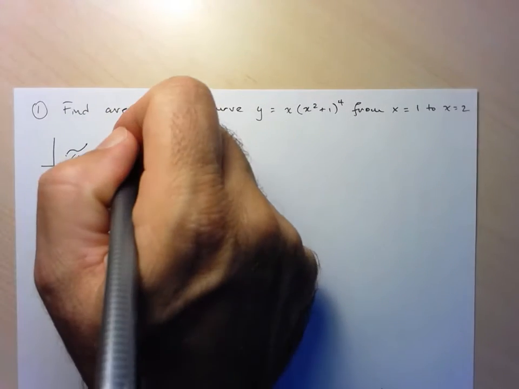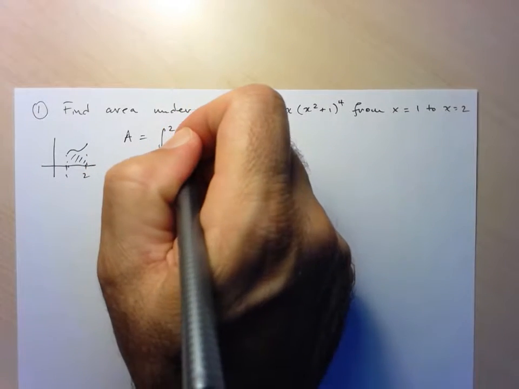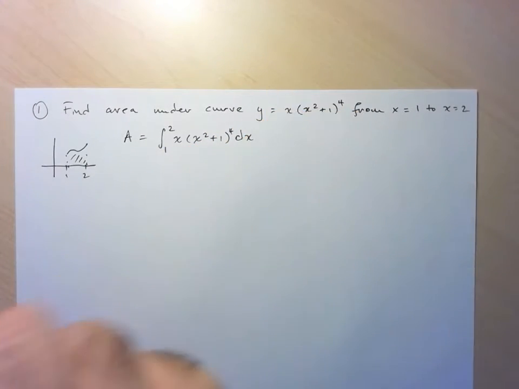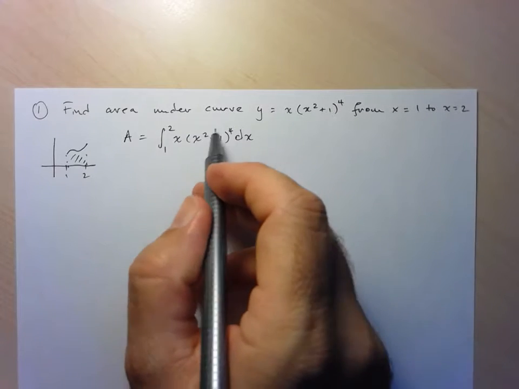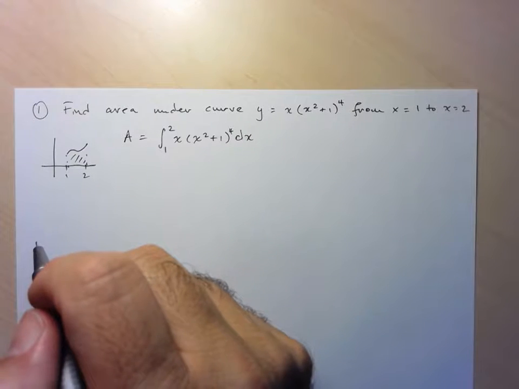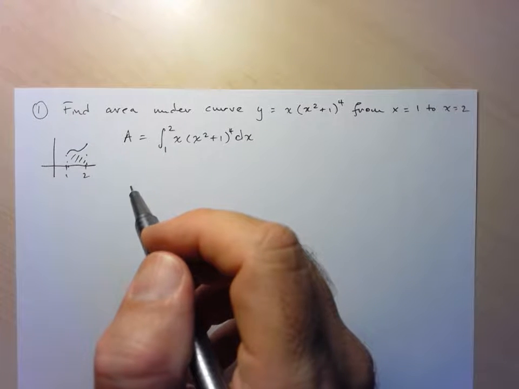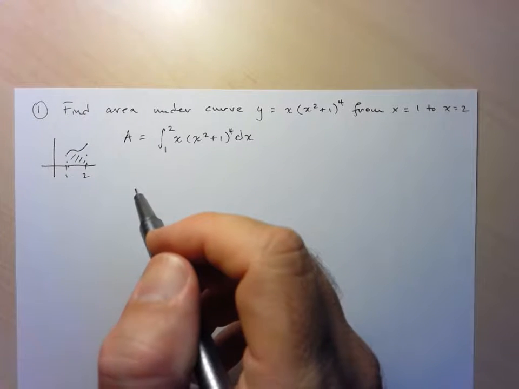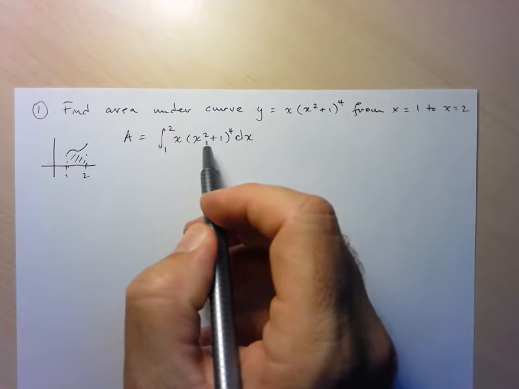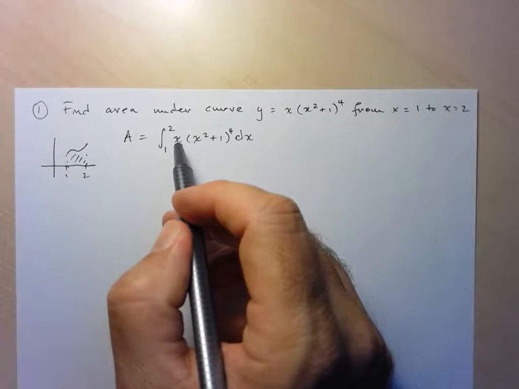Okay, so in order to solve the problem, the area is given as the integral from 1 to 2 of the function x times (x squared plus 1) to the fourth dx. Okay, so since this function is strictly positive in this region, this integral is equivalent to the area under the curve. Okay, now here this is going to be one of the easier integration techniques, because we see here that we have an x squared plus 1, and when I take the derivative of that expression, I get 2x, which is very similar to the function that I have on the outside.